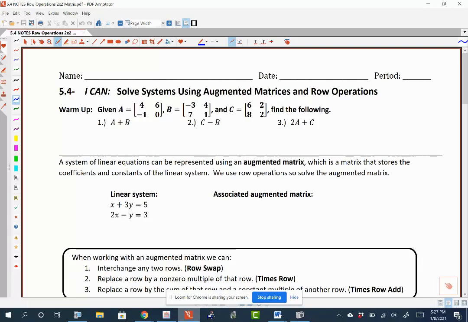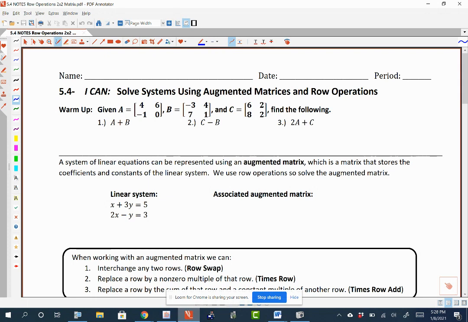We're going to go over section 5.4, and we're going to solve systems using augmented matrices and row operations. So this is something we actually did last year in secondary one. So hopefully after this video, you feel like this is kind of reviewed and got back in your head before we do some bigger systems.